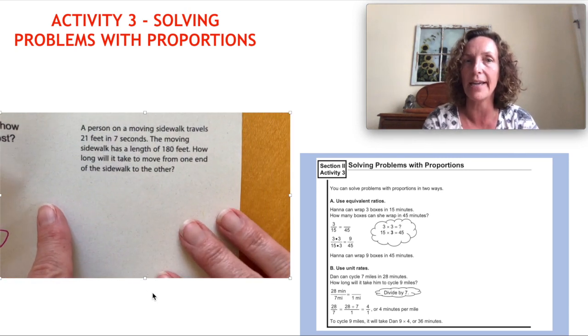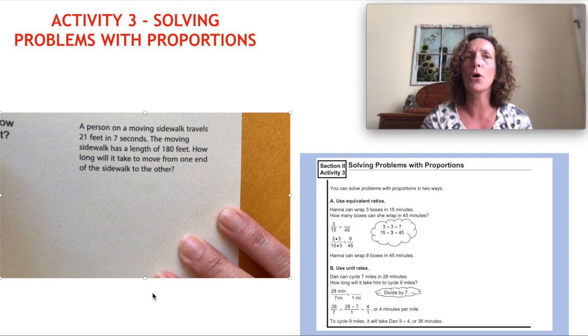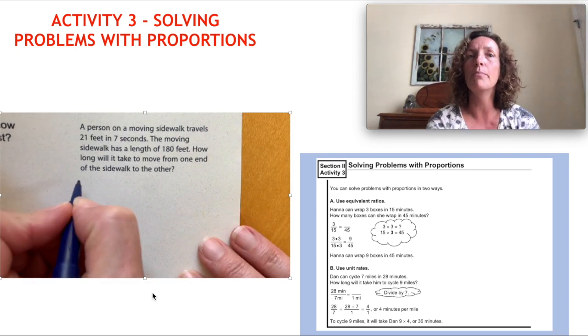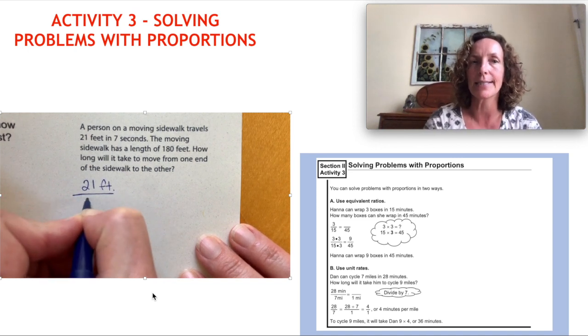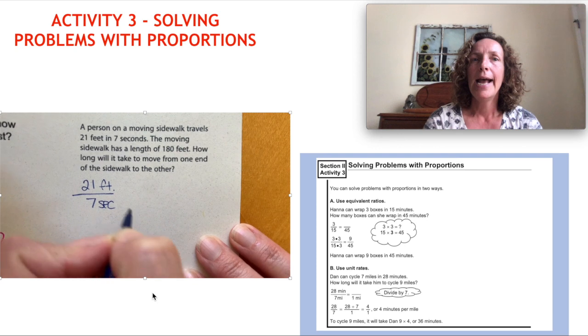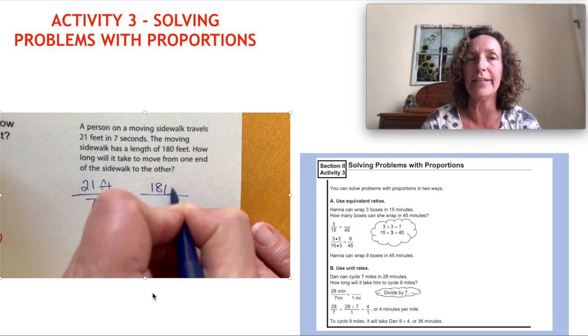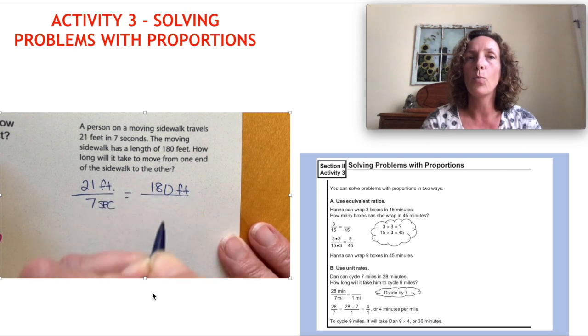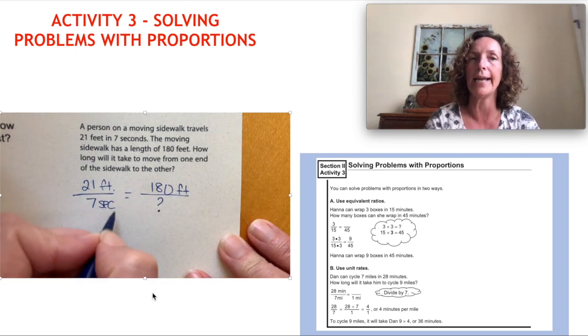All right, I have one more example for you because you have a problem like this in your independent work. So I want to make sure that you are understanding how to do this on your own. This problem says that a person on a moving sidewalk travels 21 feet in 7 seconds. Okay? And then it says that the moving sidewalk has a length of 180 feet. And we want to know how long it's going to take to travel that 180 feet.